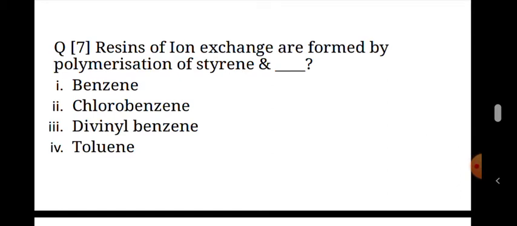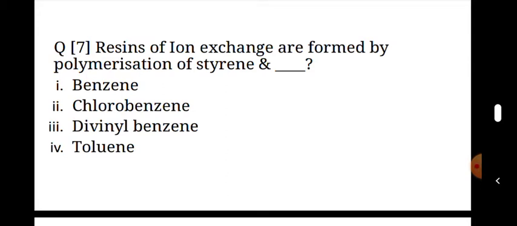Resins of ion exchange are formed by polymerization of styrene and what? The options are benzene, chlorobenzene, divinyl benzene, and toluene. The answer is divinyl benzene. Styrene and divinyl benzene will form the resin, and subsequently the SO3H or the COOH group or other ions are added to the resins, so that they can become resins for ion exchange separation.